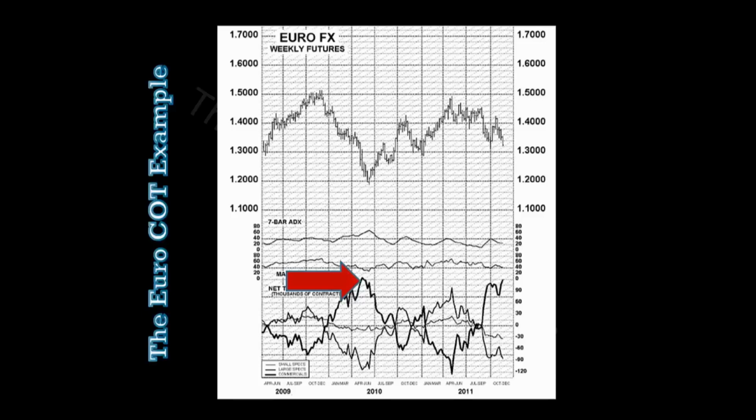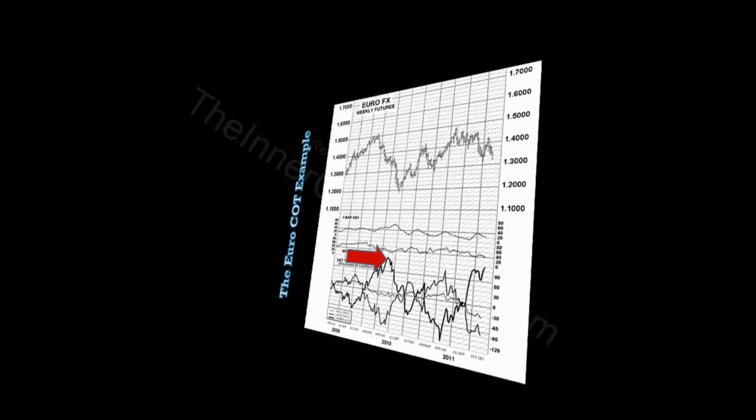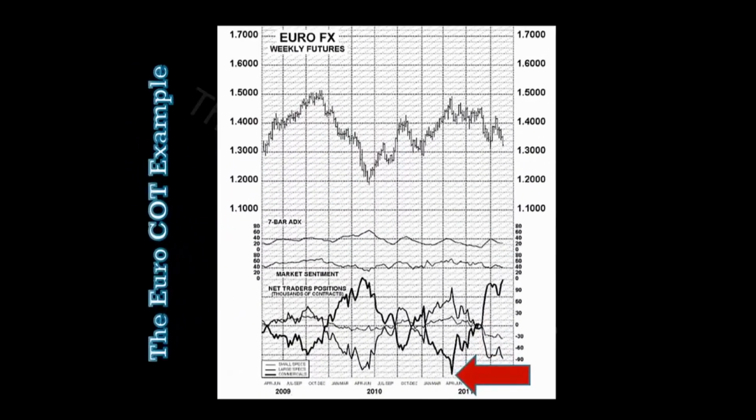As we see here in the year 2009, around the April and June time period, all of a sudden that low formed, and it had an astronomical opportunity to capture a huge amount of pips. The same thing can be said here when we have this extreme net short position.